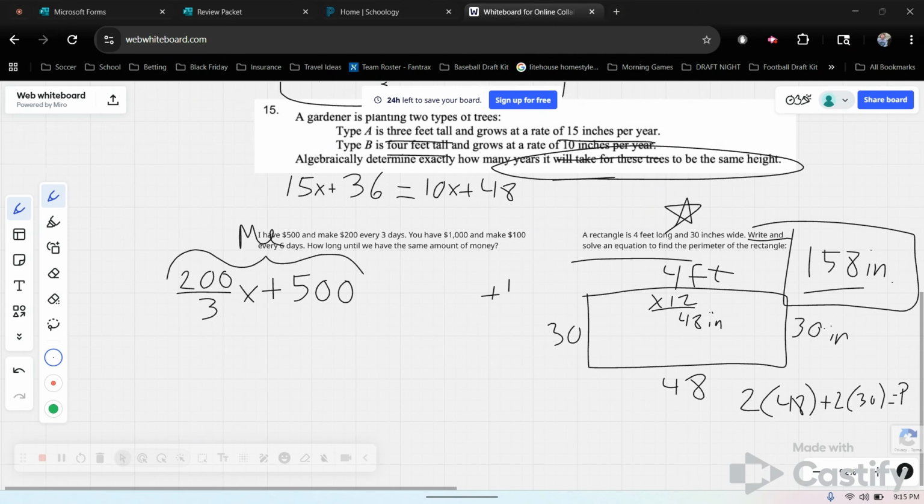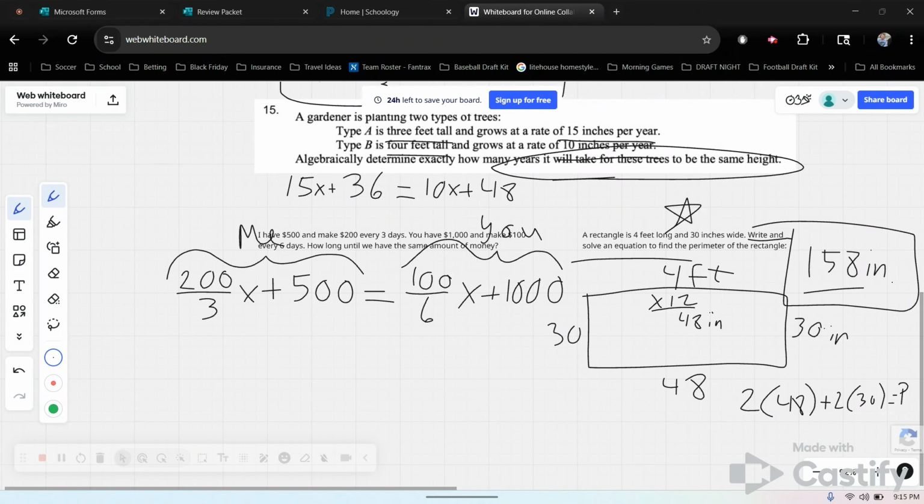You have $1,000, congratulations. And you make $100 every 6 days. Now we have my money and we have your money. So if I want to know how long until we have the same amount of money, say that those equations equal each other. And when you say those equations equal each other, we're now in a position where we can solve for when that happens.